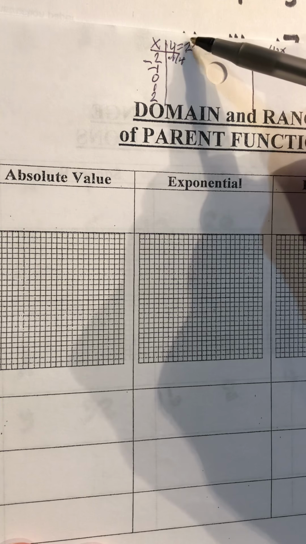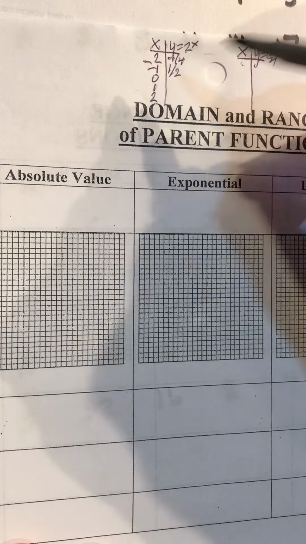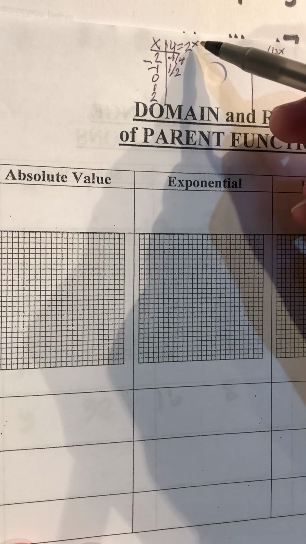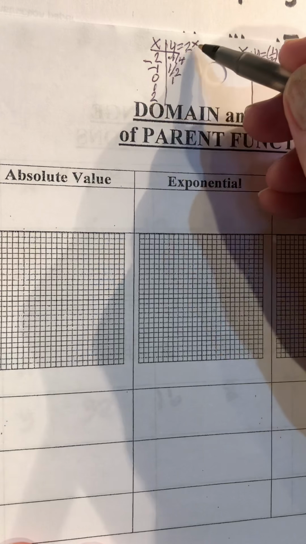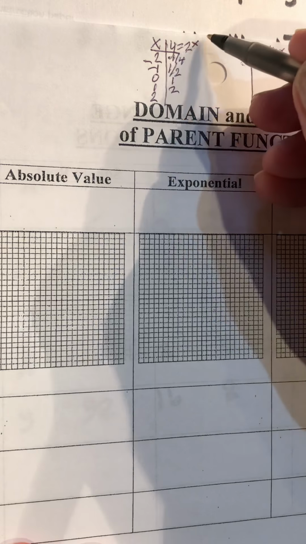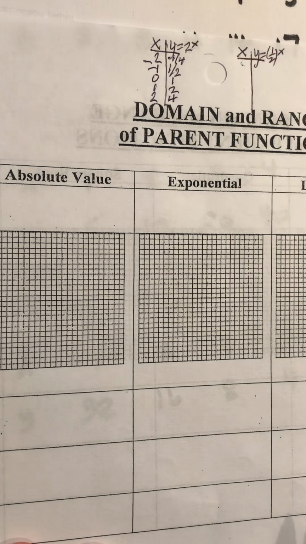-1 would be 1 over 2. These are both positive numbers. If it's 0, anything except 0 raised to the 0 power is 1. When it's 2 to the first power, that's going to be 2. And when it's 2 squared, that's going to be 4. So let's graph that one.